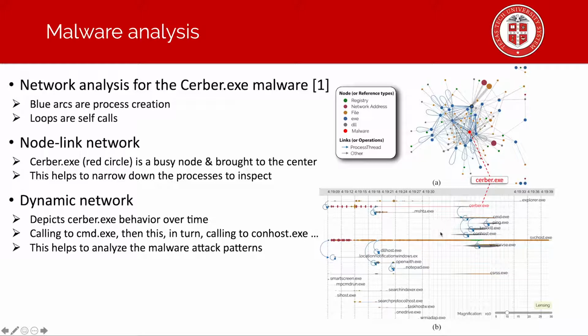In the dynamic network, it depicts server.exe behavior over time. For instance, the system called cmd.exe, and cmd.exe in turn called several other processes like ping, taskqueue, and callhost.exe as well. All in all, the dual view approach helps to analyze this malware very well. The node-link network helps us to investigate related nodes, and on the other hand, the dynamic network helps us to discover attack patterns of the malware.